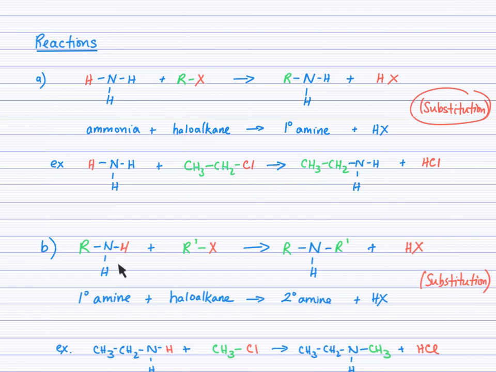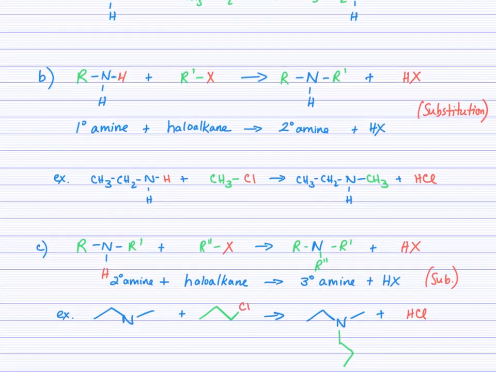In example B, I'm taking a primary amine and reacting it with a haloalkane. Now this R primed can be a different hydrocarbon length than the one that's already on the nitrogen. And you'll see that the hydrogen here and the X come together as a byproduct, and the R primed group replaces this hydrogen, and there we formed a secondary amine. Again, it's always substitution.